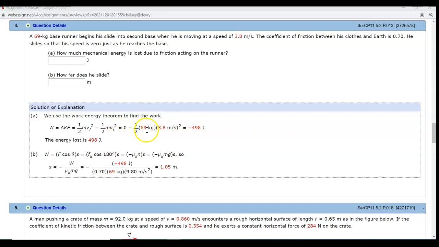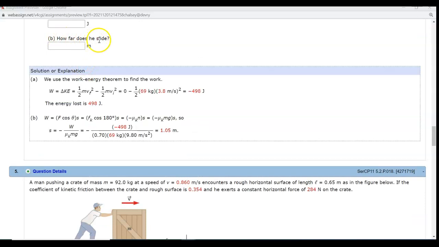Okay, so 1/2 times the mass times 3.8 squared. And the energy loss is 498. Do not put in the negative sign. Now we want to determine how far he slides in meters. Okay, so first we can use the work equals force times the cosine of the angle times the distance. Here they're using S for distance.